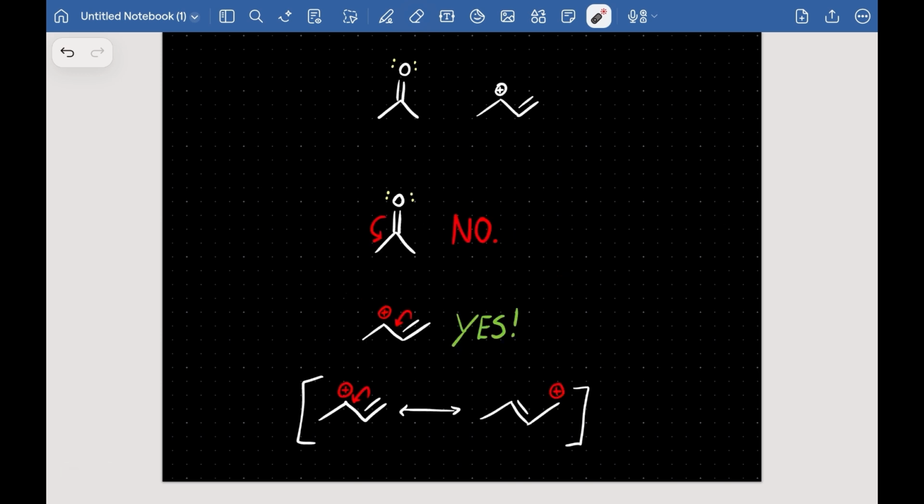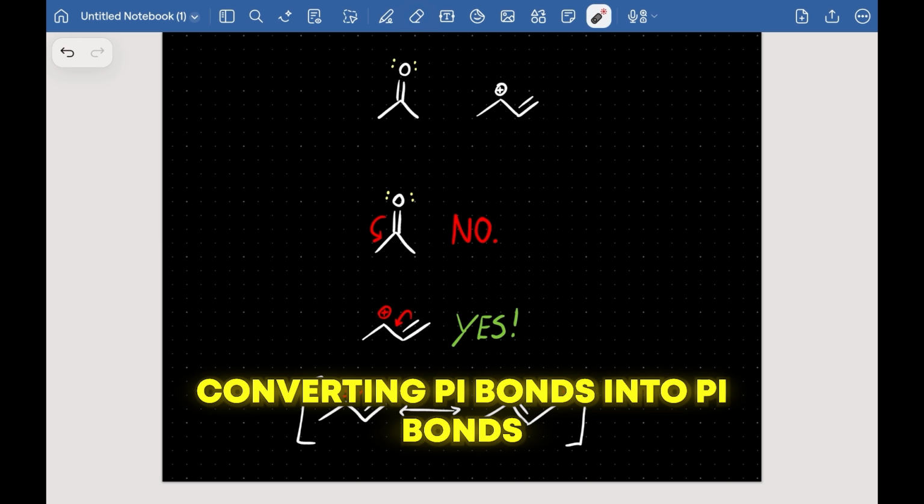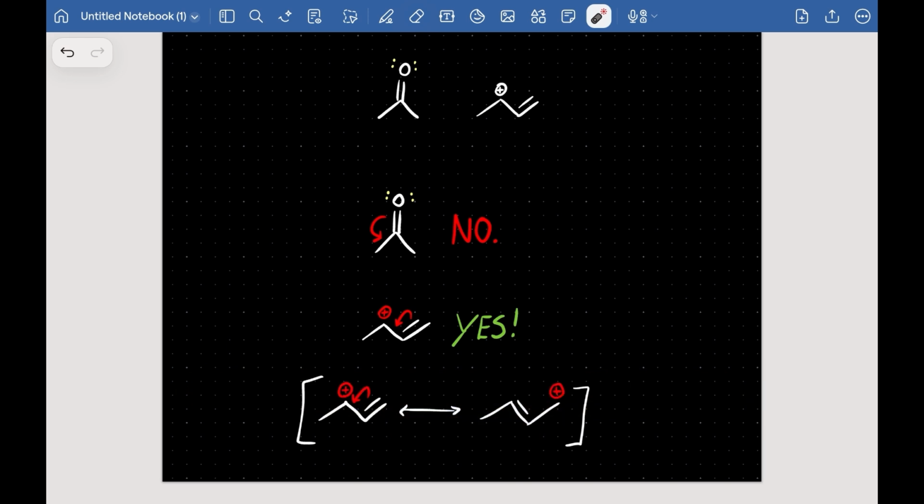For step 3, converting pi bonds into pi bonds. So let's consider the following examples. If we try to push the pi bond to form another pi bond, we find the following: you can't do this. This one doesn't violate the octet rule, so we can do that. And the arrow on the bottom, this one right here, will therefore provide a valid resonance structure. So it will be like this. The arrow jumps to the positive charge, which just creates a positive charge over there.